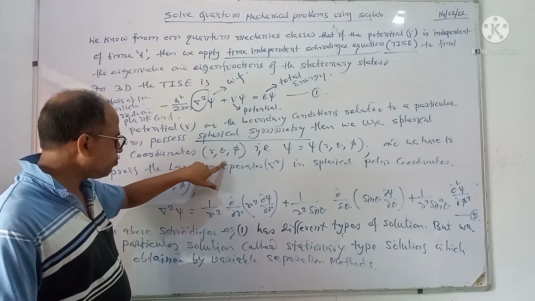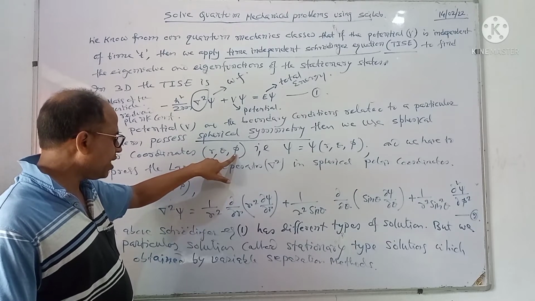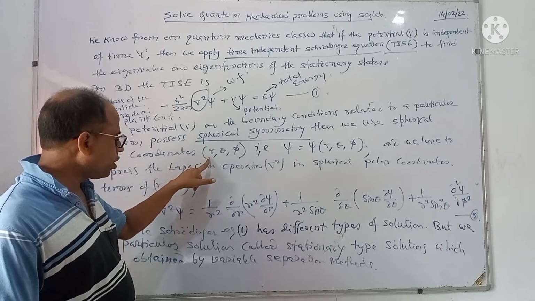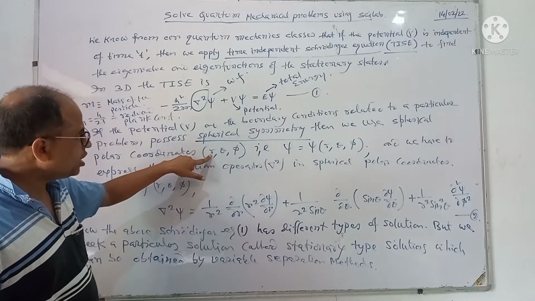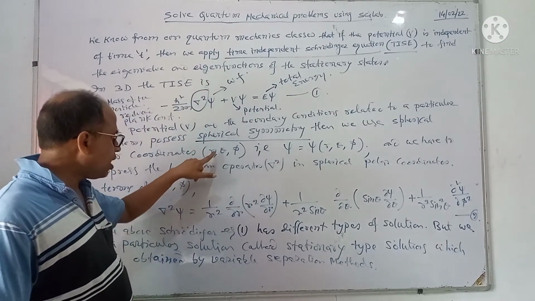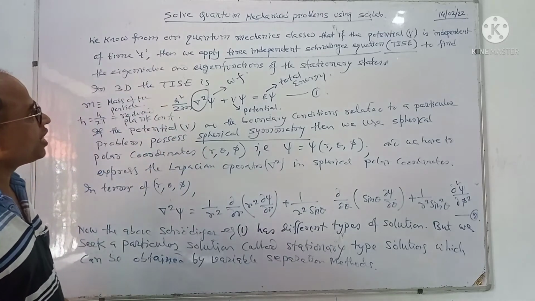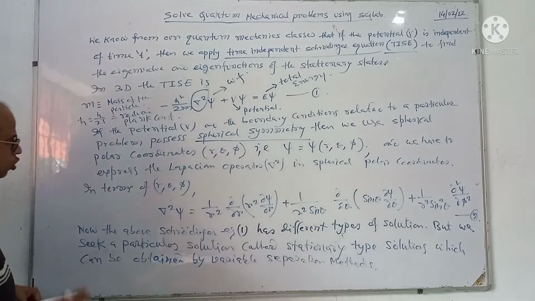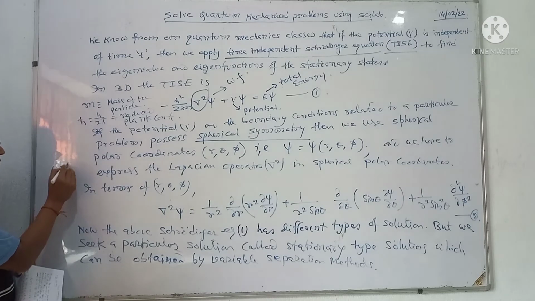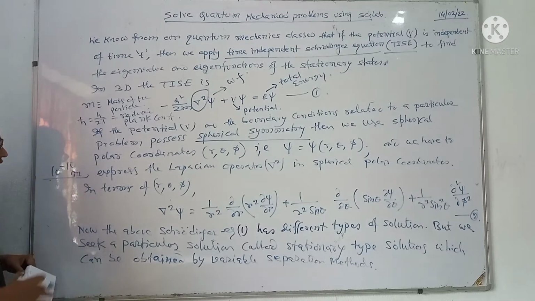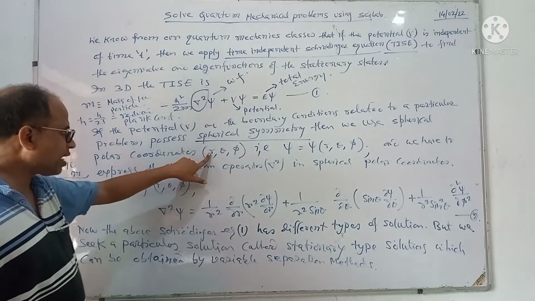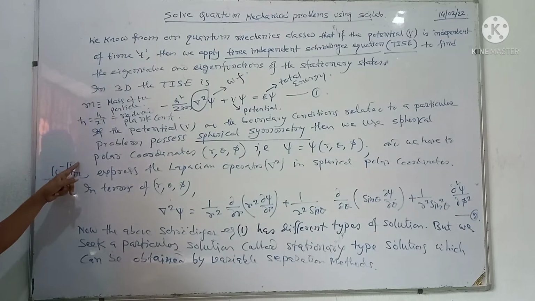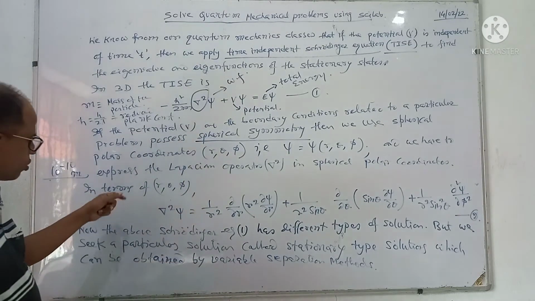Now you see r has the dimension of length, theta has the dimension of angle, and theta varies from 0 to pi. Phi is called the azimuthal angle, it varies from 0 to 2 pi, and r can vary from 0 to infinity. But quantum mechanics is the mechanics of subatomic particles. You know that the radius of an atom is of the order of 10 to the power minus 10 meter. Therefore, for atomic problems, this r is of the order of 10 to the power minus 10 or less.